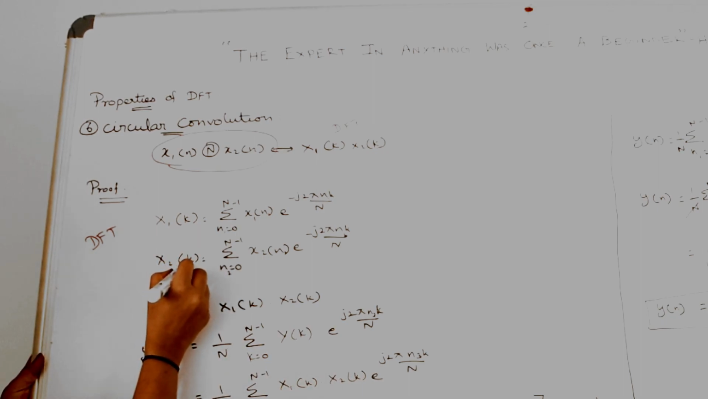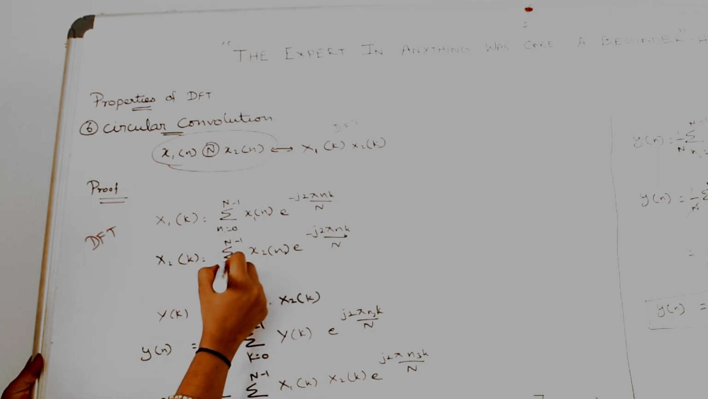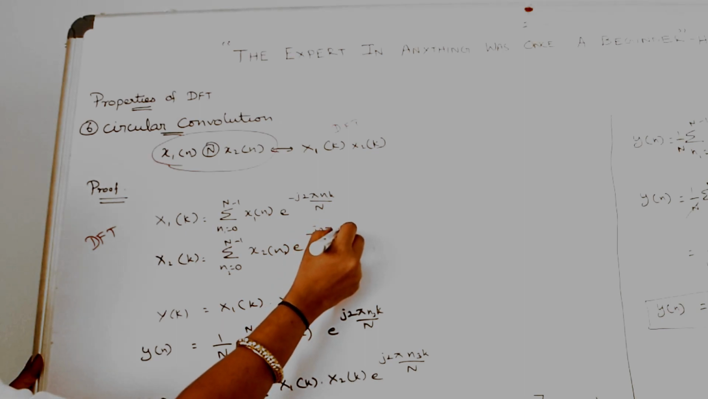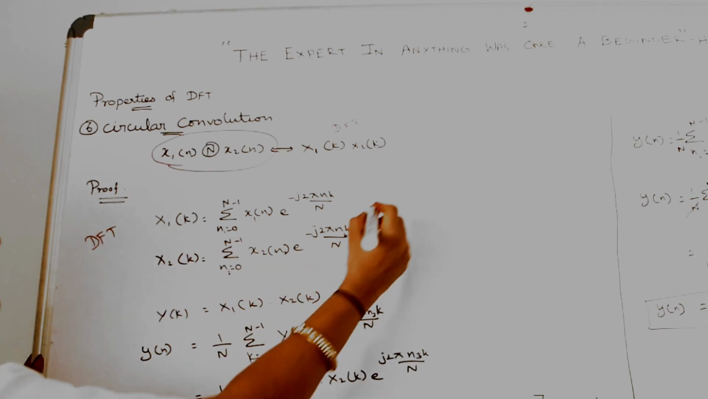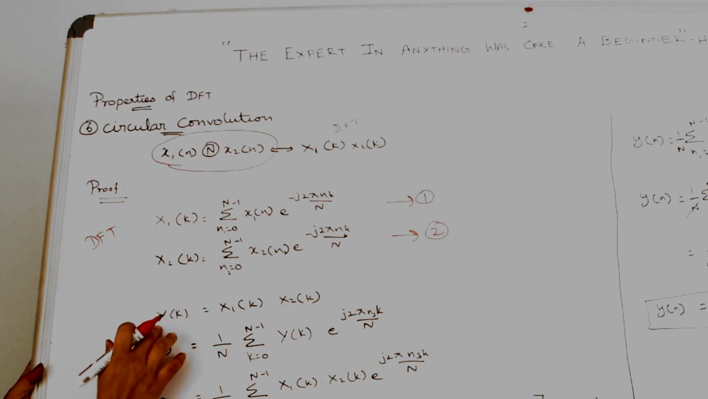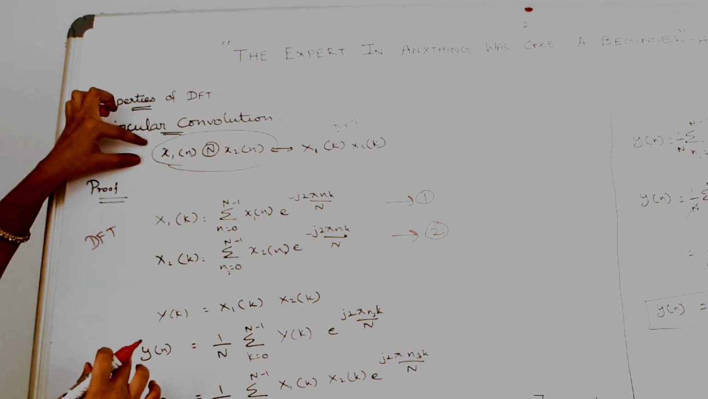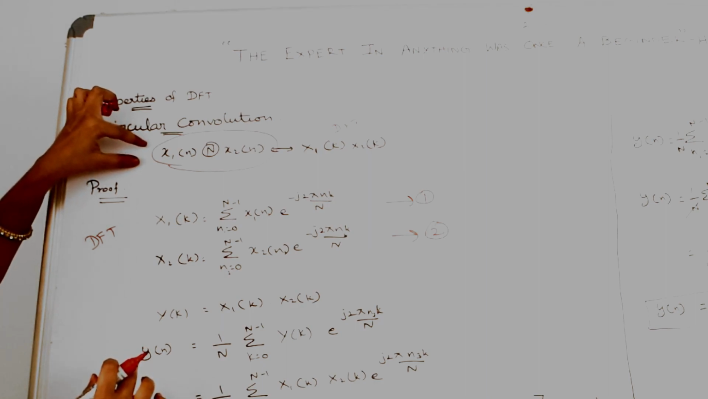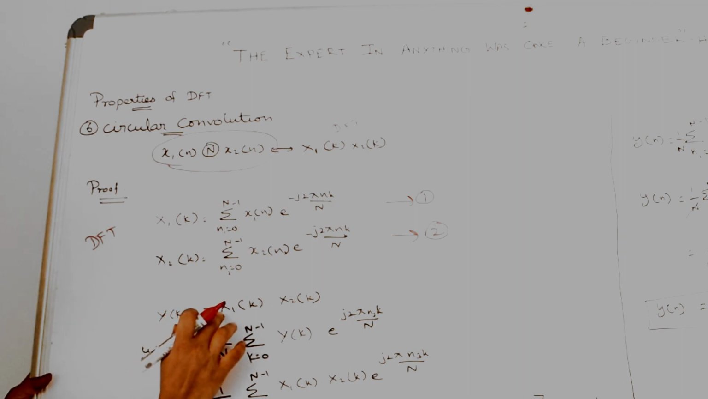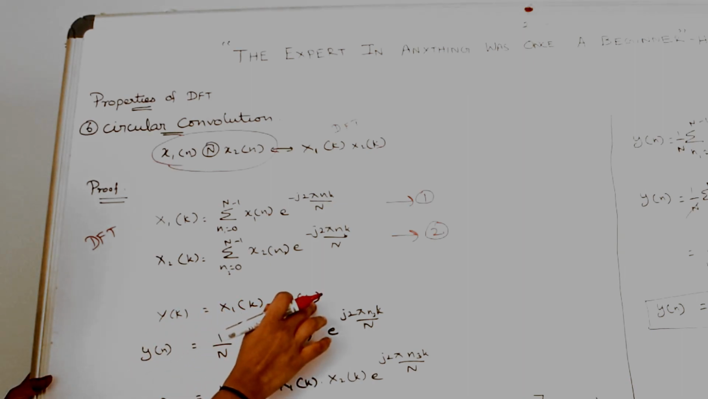Next is X2 of k, which is equal to summation n2 equal to 0 to N minus 1 of x2 of n2 e power minus j 2 pi n2 k divided by N. Consider this as the first one and this as the second one. Next, in order to prove this convolution statement, we are considering Y of k. Y of k is equal to X1 of k into X2 of k.